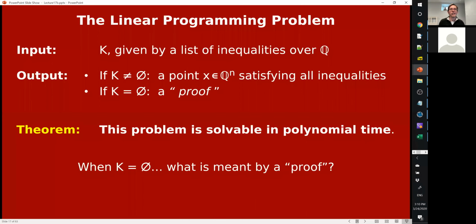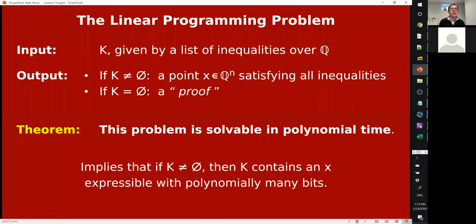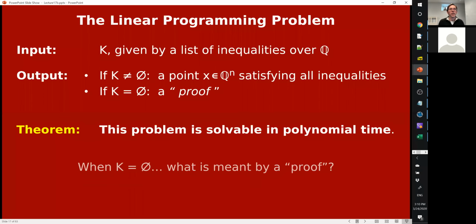I wanted to say something about the fact that this problem is solvable. When K is nonempty, you can find a point x in polynomial time. One interesting thing that implies is that a solution, if it exists, can be written down with polynomially many bits. And that's actually not obvious. So that's interesting, we'll get into that. And on the other side, what if K is the empty set? Well, we'll think about that too.